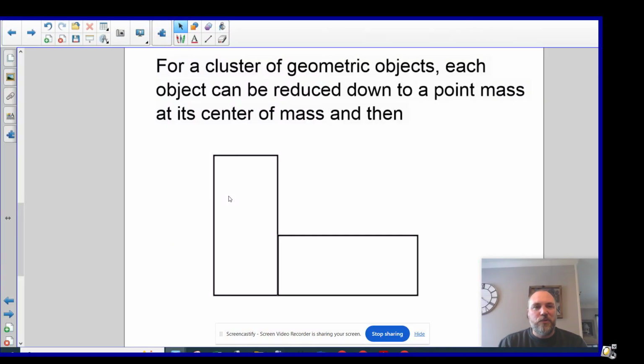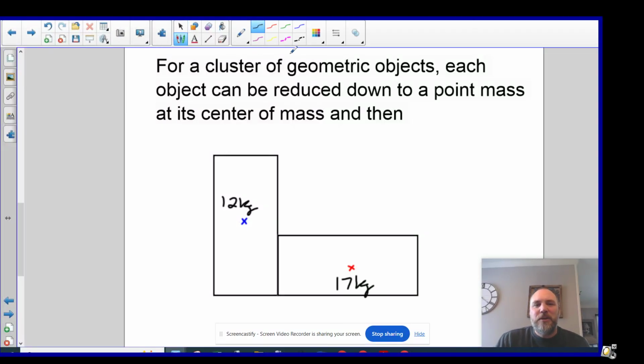If we see something really interesting like a cluster of geometric objects, then we're just going to combine our two rules. If these are two rectangles of uniform density, then we can mark the center of mass of that rectangle by looking at the geometric center. We can mark the center of mass of this one by looking at the geometric center. Now, if this were like a 12 kilogram and a 17 kilogram, what I'm going to do now that I've marked the center of mass of each of those objects is imagine that all of the mass is concentrated right there at that center of mass.